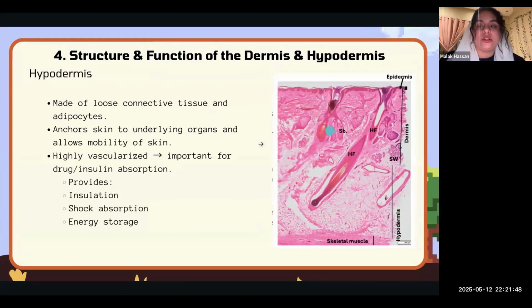Now, what is the hypodermis? It's technically not part of the skin, but it's just underneath it, so we like to consider it as part of it. It's made up of loose connective tissue and adipocytes, and it anchors the skin to underlying organs and allows the mobility of the skin.